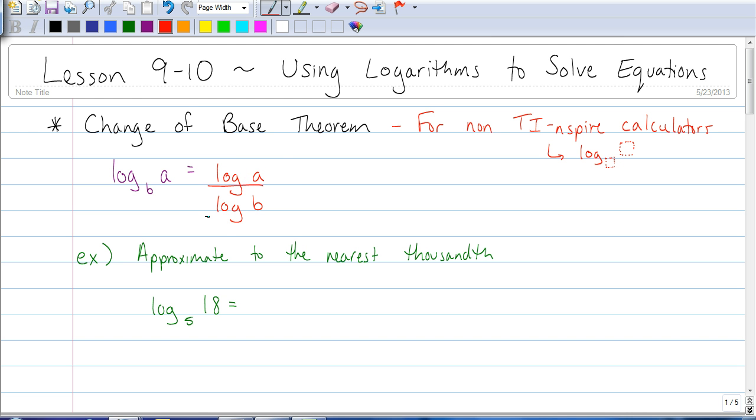So let's look at this one. Make sure that you are using your calculator for this to check and make sure that you can get the right answer. But what you want to do here is take the log of 18, divide that by the log of 5. When you do that on your calculator, you get 1.796 as your answer.